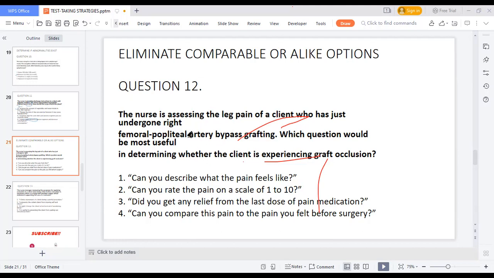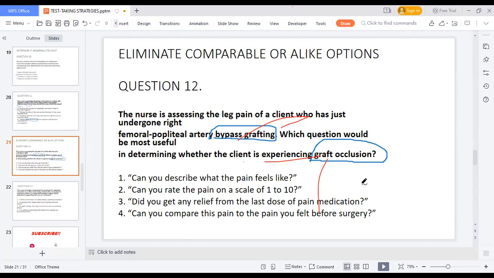This is a client who has been applied a graft, and we want to determine if this client is experiencing a graft occlusion. You need some content in order to understand this question, but let's apply the knowledge of elimination to make it easy for us to answer this question. Let me tell you how to use it.